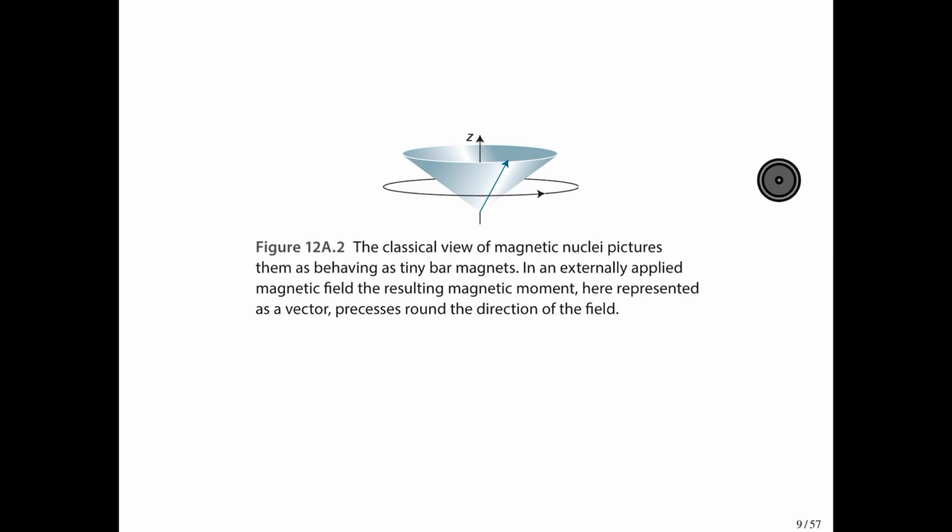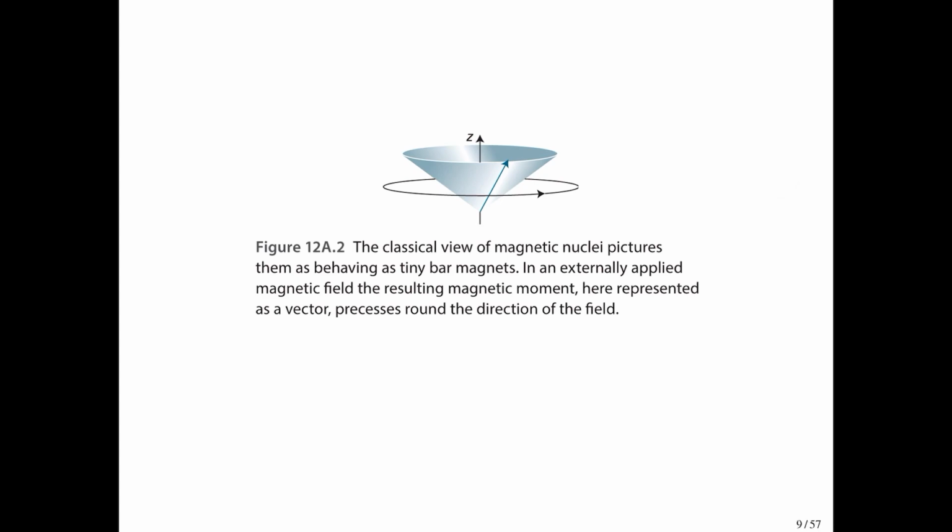This diagram is meant to illustrate the NMR frequency. You can think of the magnetic moment of the molecule as spinning around on a cone, okay? And for a given magnetic field, it has a particular frequency. So in a given magnetic field, the nuclear magnetic moment is spinning around.